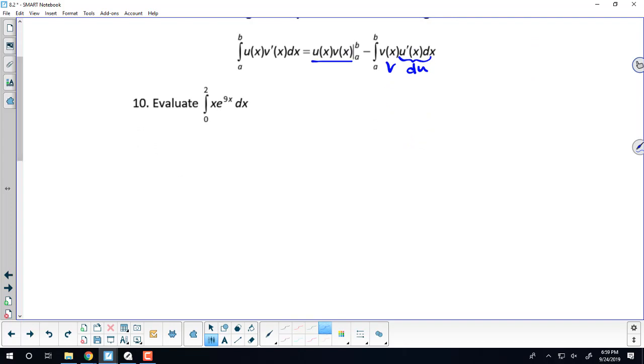Okay. So for instance, we would say u is x and dv is e to the 9x. du is dx. And v would be what? 1/9 e. Okay, yeah, right. Antiderivative, so 1/9 e to the 9x. Sorry, dv has the dx with it.